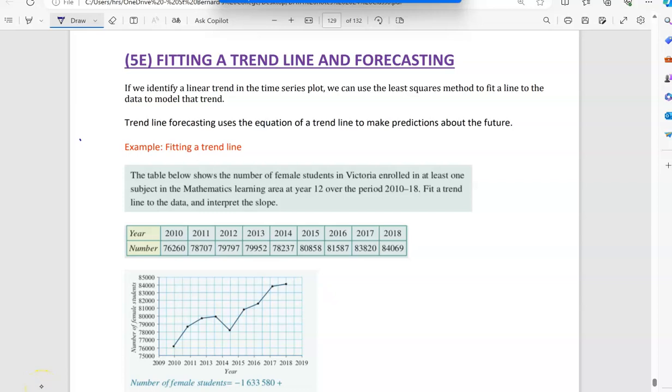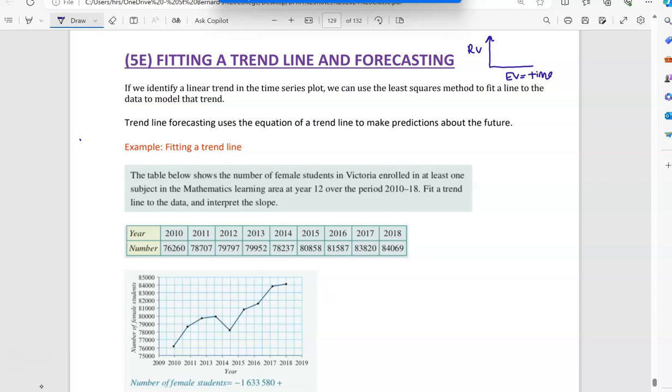Okay, so now what we're looking at today is we're going to fit a trend line and do forecasting. In the last few lessons, we were de-seasonalizing our time series. We noticed we had some seasonality in our data, and we were then de-seasonalizing the data.